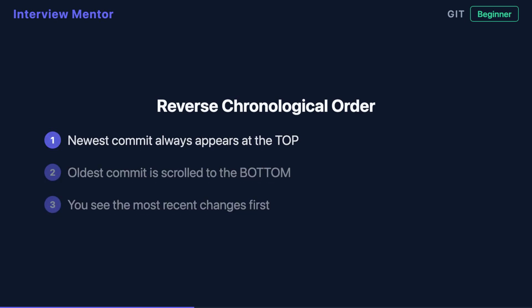Here is something interviewers love to test. Git log lists commits in reverse chronological order, meaning the newest commit appears at the top and the oldest at the bottom. This design makes sense. You almost always want to see what changed most recently, not dig all the way back to the initial commit.